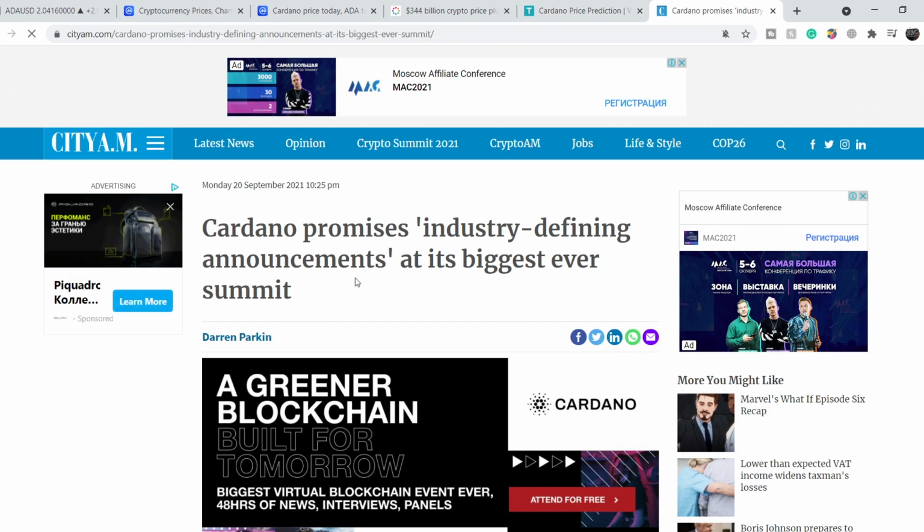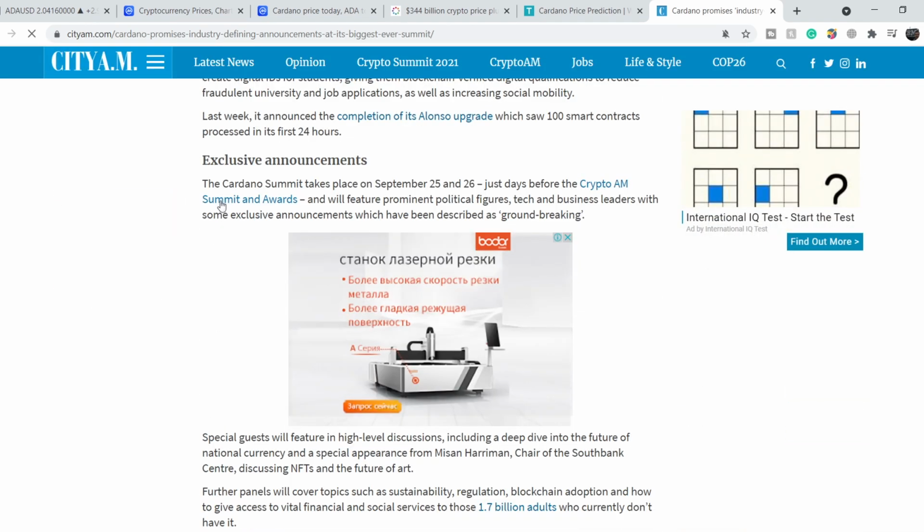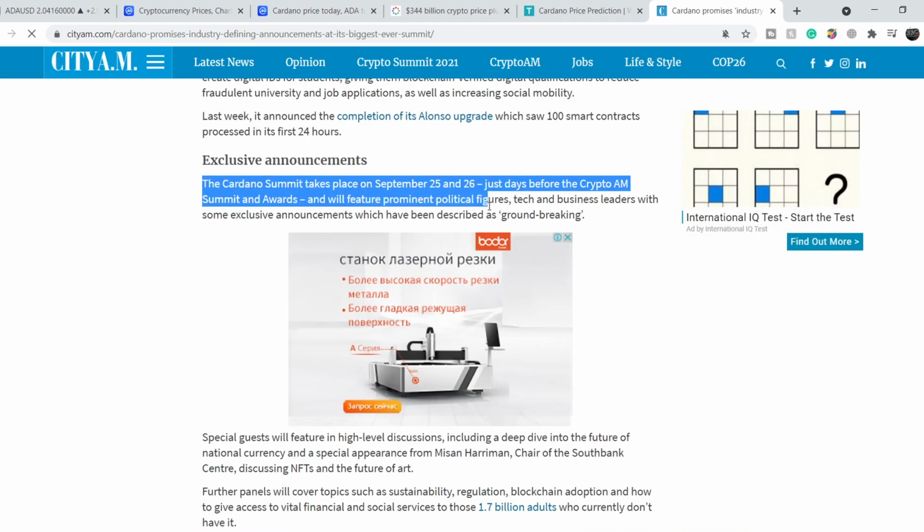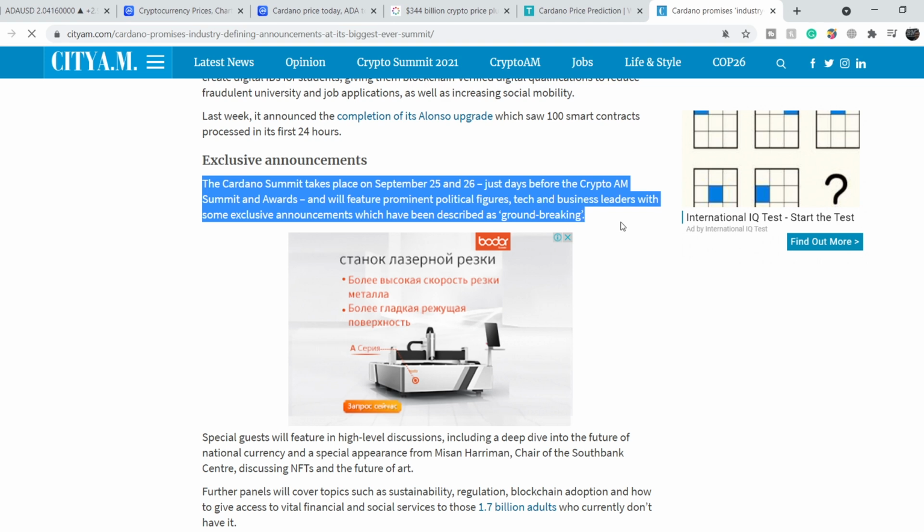We are on ctaim.com, and this article was published on September the 20th, and it's titled "Cardano promises industry-defining announcements as its biggest ever summit." And let me quote you this. The Cardano summit takes place on September 25th and 26th, just days before the Crypto AM summit and awards, and will feature prominent political figures, tech and business leaders with some executive announcements which have been described as groundbreaking.